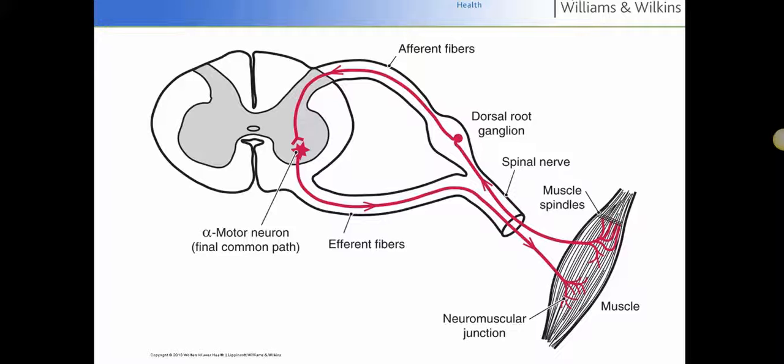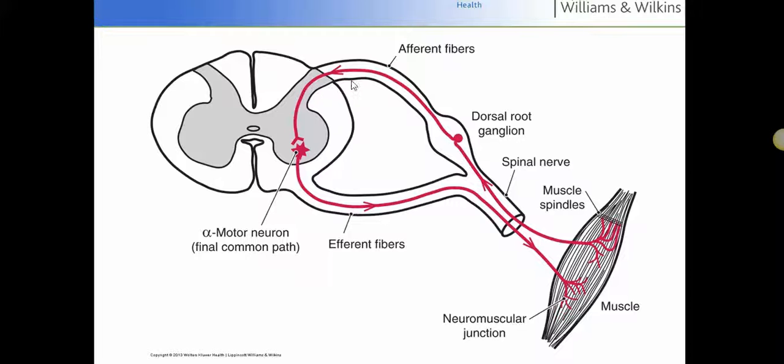Now the whole muscle needs to contract. So for that, what happens is the muscle spindles send afferent messages to something called the gamma motor neurons, which are afferent fibers, and they go to the spinal cord, and there is an interneuron which communicates between the afferent, which is the gamma, to the efferent, which is the alpha motor neuron.